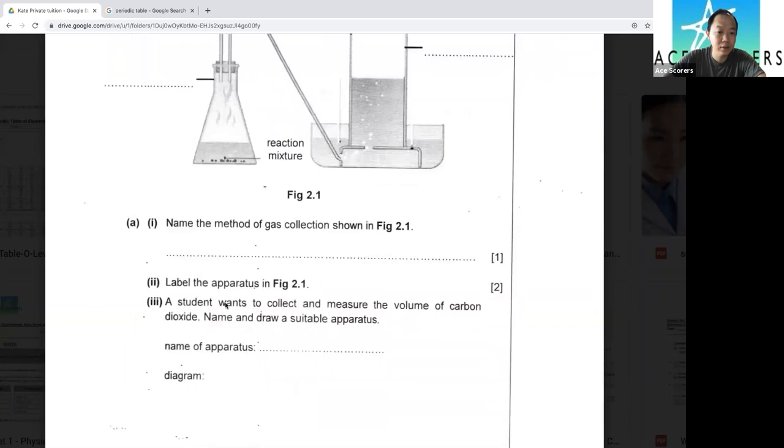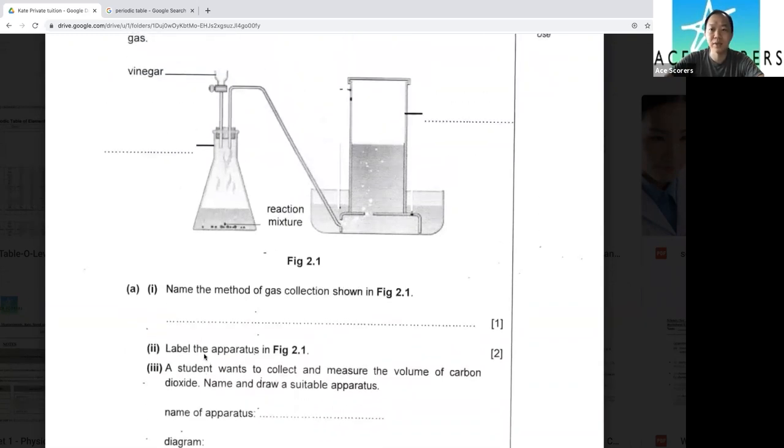A student wants to collect and measure the volume of carbon dioxide. Name and draw a suitable apparatus. So how do you measure? We use a gas syringe.